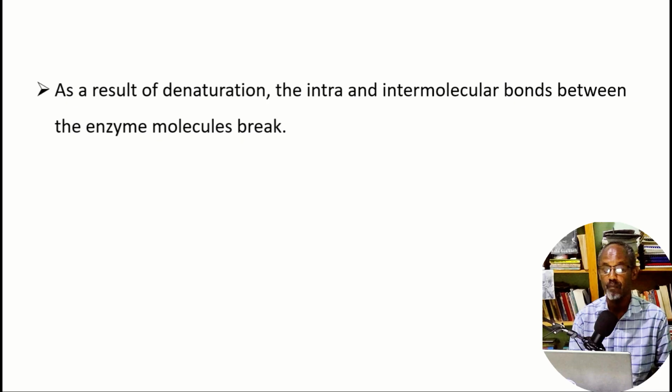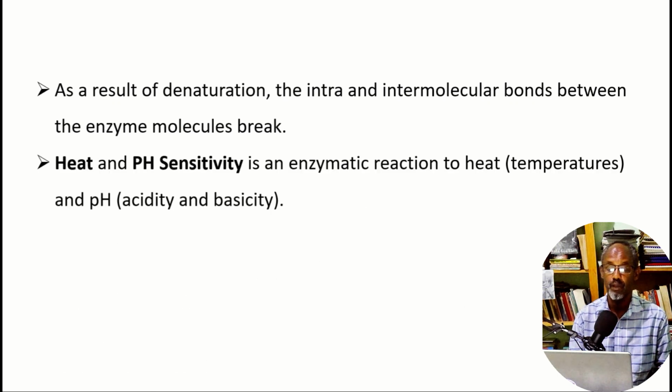As a result of denaturation, the intra and intermolecular bonds between the enzyme molecules break. Heat and pH sensitivity is an enzymatic reaction to heat and pH, the acidity or basicity we have seen. Therefore, how can you define heat and pH sensitivity? That is an enzymatic reaction: how enzymes react to change in heat and to change in pH. How they react, that means by losing their three-dimensional shape.